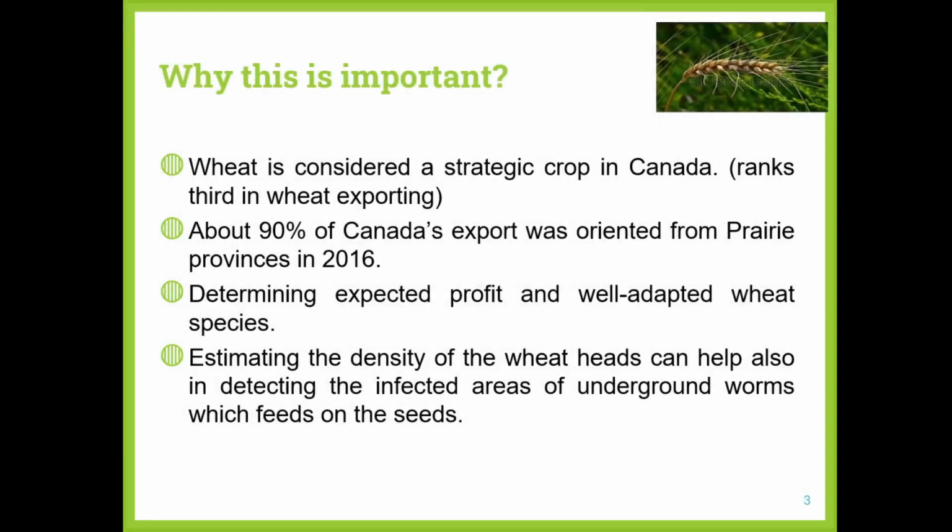Why is this important? This is important because wheat is a strategic crop in Canada, as Canada ranks third over the world in wheat exporting, and about 90% of this wheat comes from the prairie provinces. So, estimating the density of wheat heads not only helps in estimating the profit or determining the well-adapted wheat species, but can also be used to determine the area infected with worms. Worms are a serious problem in prairie provinces as they are harder to detect. They are underground, but they feed on seeds, so they result in weak, thin plants and less production.